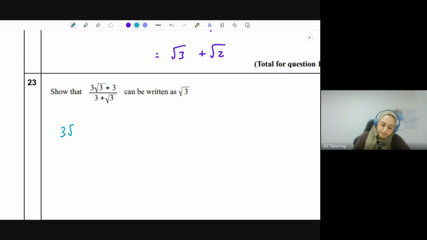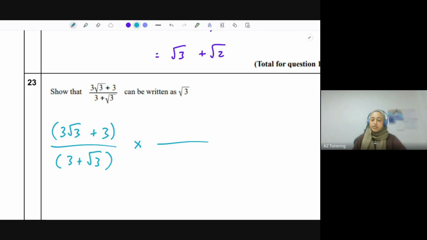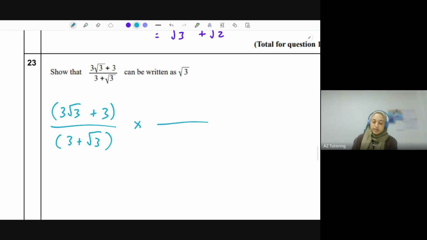Now with this, a bit trickier. I'm going to put brackets around it and you'll see why. In order to get rid of that surd on the bottom, I'm not just going to times by √3. It doesn't work like that. What you do is you're going to times by the exact same thing, but you're going to change the middle sign. So √3 is there. Instead of it being plus, it's going to be minus.